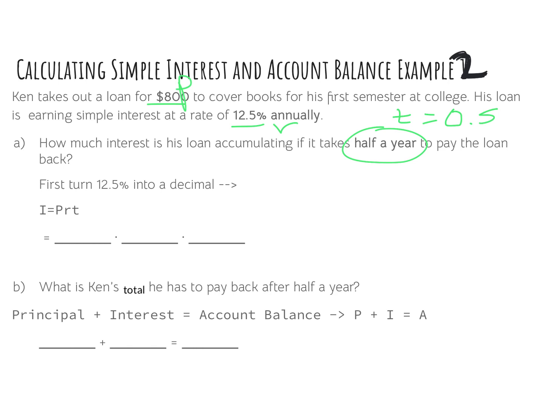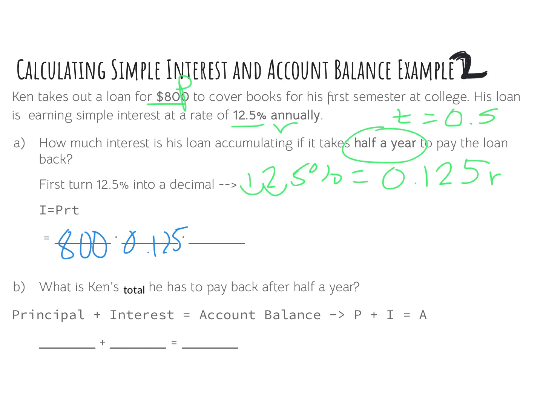I need to turn 12.5% into a decimal. So I'm going to take my 12.5% and move my decimal 2 times to the left. So my rate is 0.125. Now I'm going to plug everything into my simple interest formula. Interest equals principal times rate times time. So I'm going to do 800 times my rate of 0.125 times my time of half a year. When I put that in my calculator, I get a total interest earned of $50.